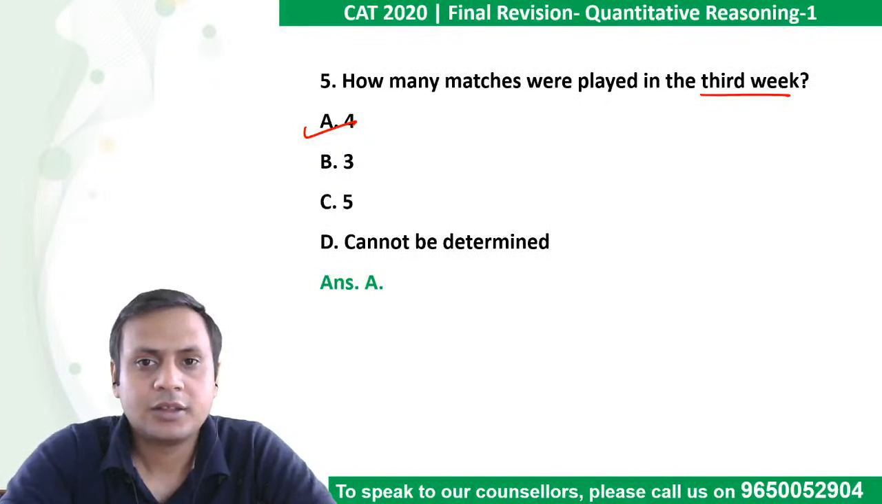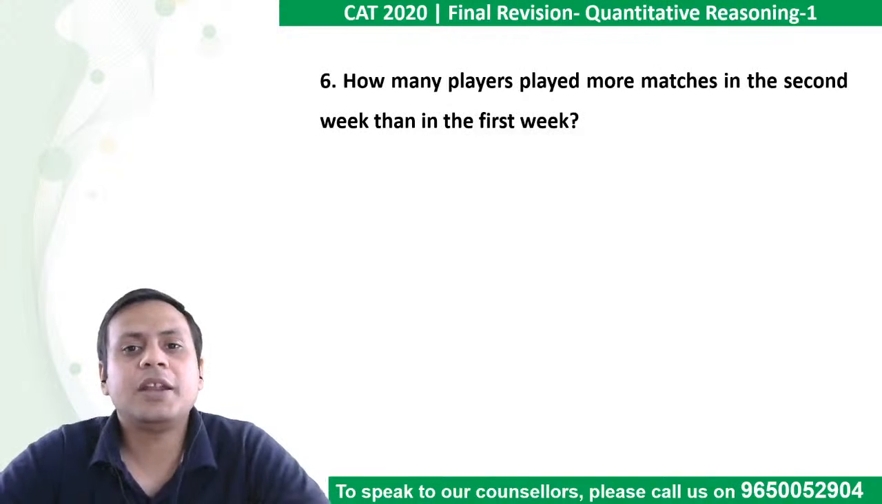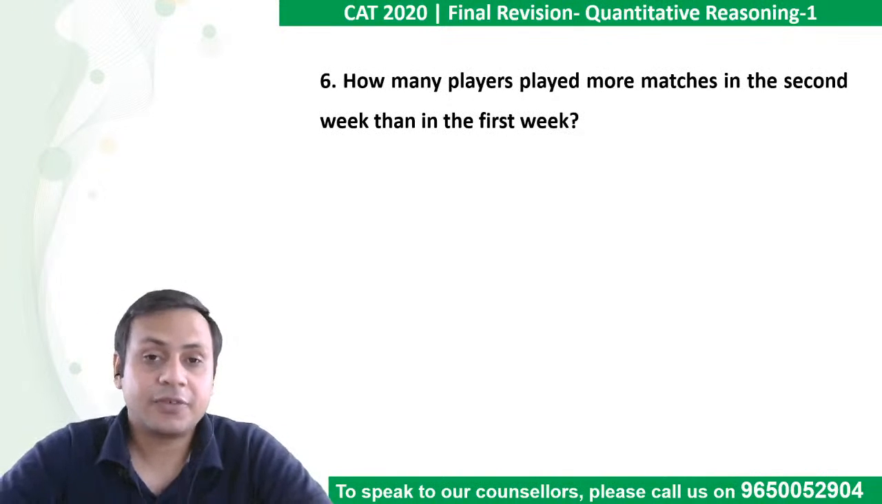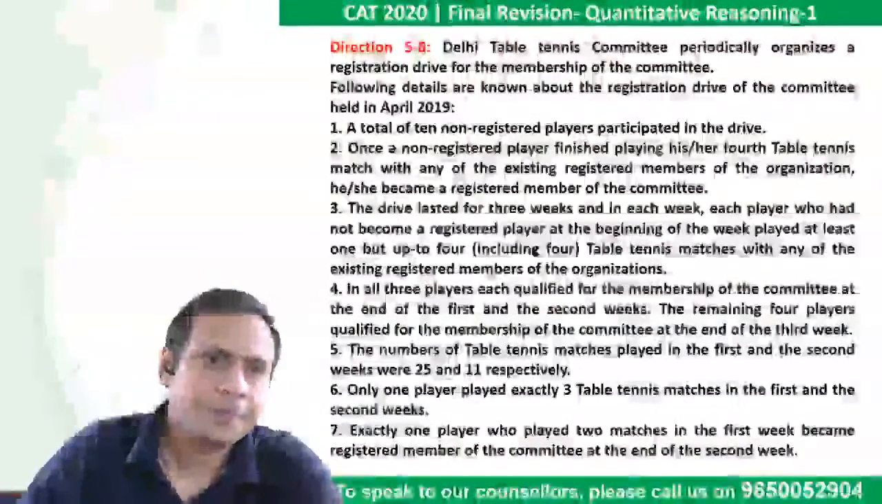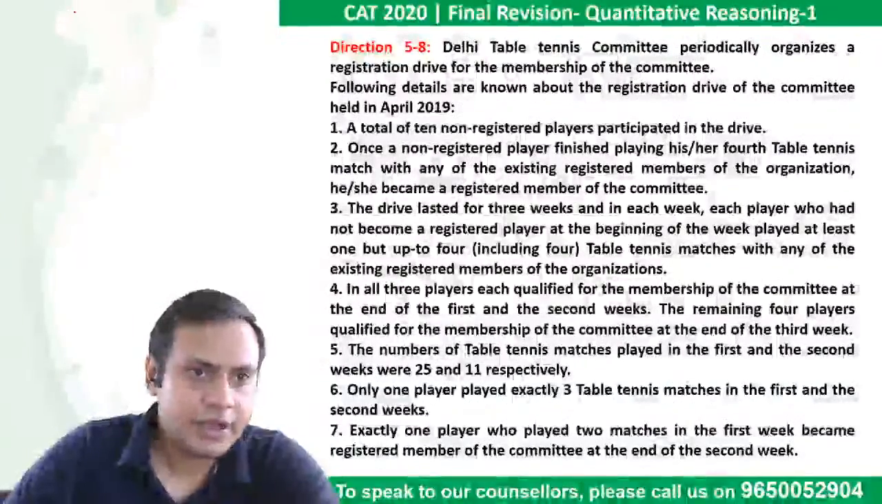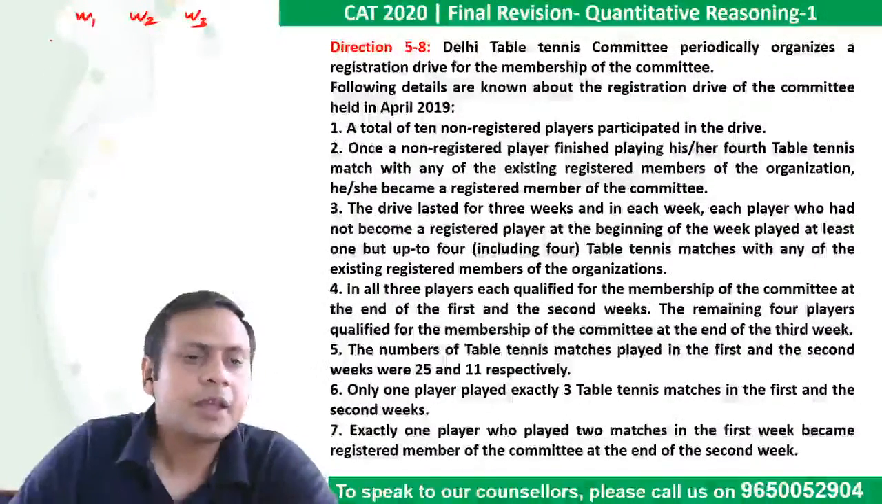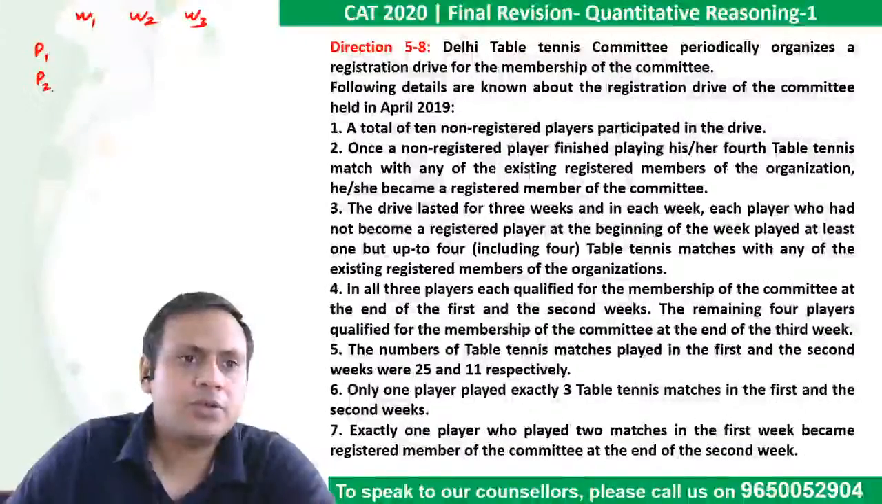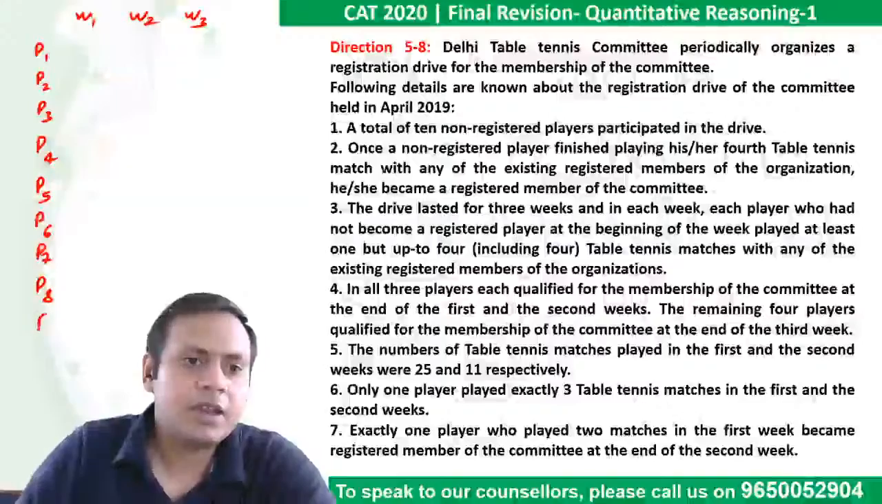Done. But we can find out some more information as well. For example, how many players played more matches in the second week than in the first week? So we need to do some more analysis. Let's remove this. There are 3 weeks: week number 1, week number 2, and week number 3. Suppose the players are P1, P2, P3, P4, P5, P6, P7, P8, P9 and P10. These are the names of the players.